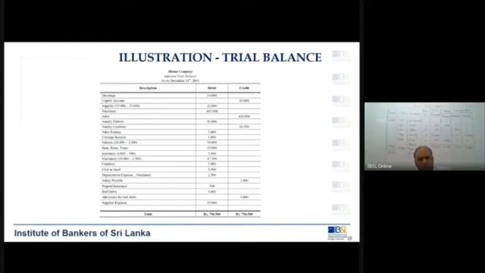Okay. And when you put it into the respective columns and total them, you have to get the same total. What is the total here? 756,500 in both columns. If you get the same total, what does it mean? It proves the mathematical equality, which means you have followed the double entry principles correctly, where for every debit or multiple debits, you have a corresponding credit or multiple credits.